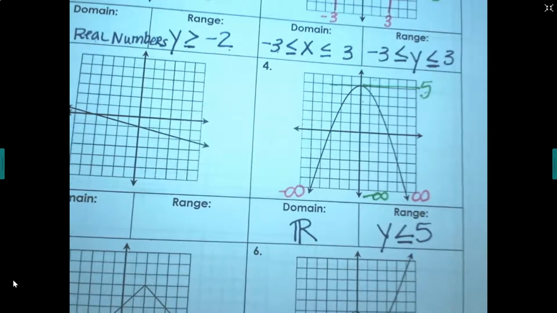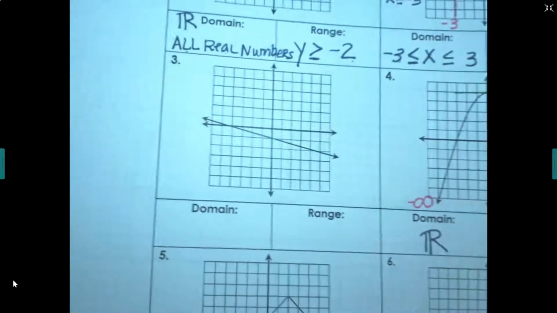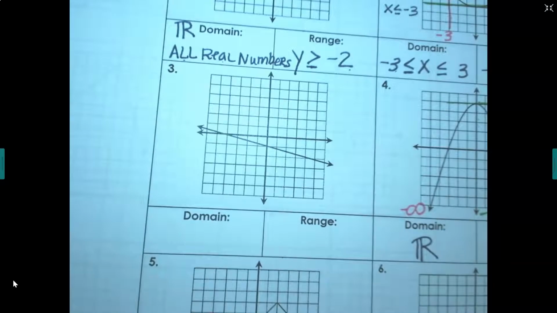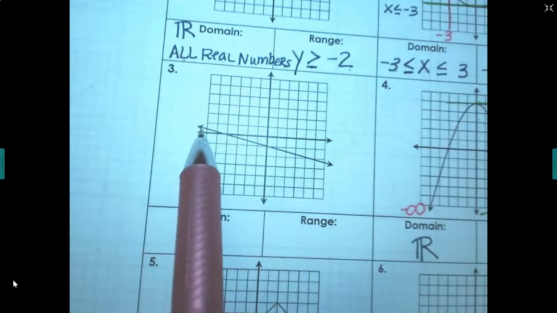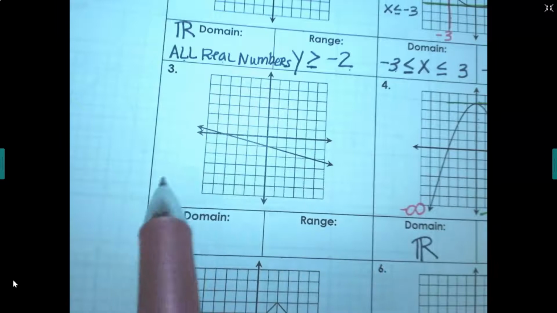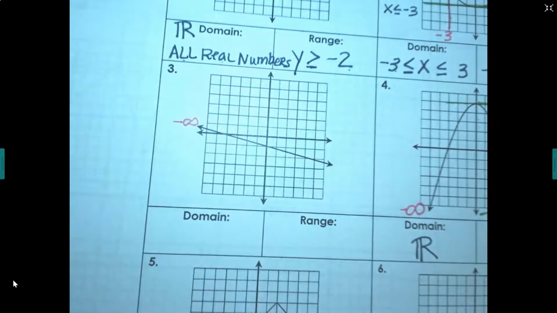Okay. Now, let's try number 3. Let's start with our domain. Look at the left-hand side of the graph. Here's the left hand of the line. It's got an arrow, so there's not an exact stop spot. It means it's going from -infinity. It's just continuing forever and ever to the left.